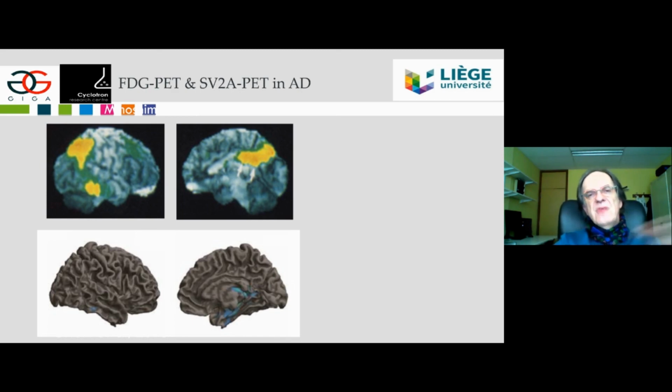So the point is that both tracers are not exactly showing the same, and that's what I've been discussing in the lecture on Alzheimer's, telling that effectively glucose uptake is telling us a lot more than pure synaptic density, and that if we want to measure synaptic density, SV2A is a much better and much more specific tracer.